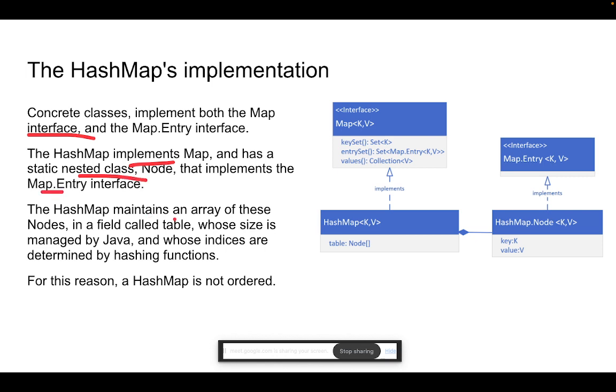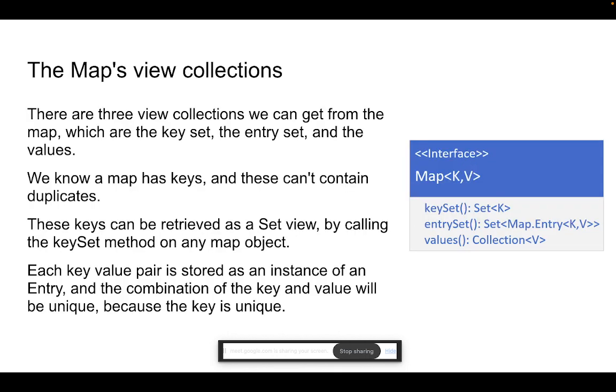Okay, so it also contains an array of these nodes, which is called the table, and which is dealt with by Java itself. Because of this, these nodes are stored based on the hashing function, and that's why it's not ordered.